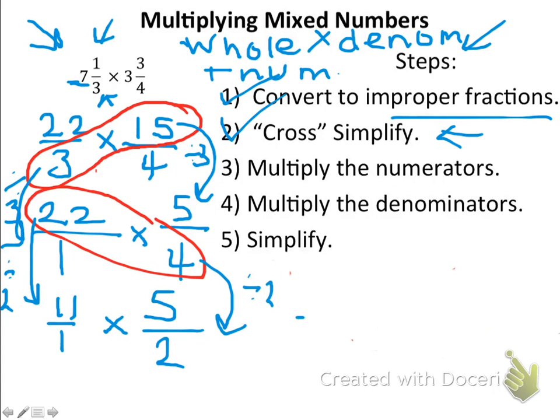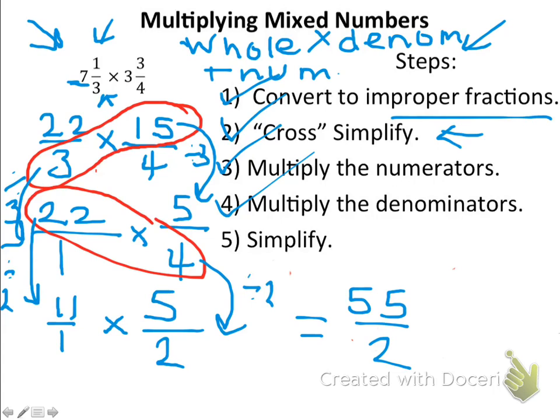So let's multiply the numerators. 11 times 5 gives 55. Multiply the denominators. 1 times 2 gives 2. Okay, now we need to simplify.